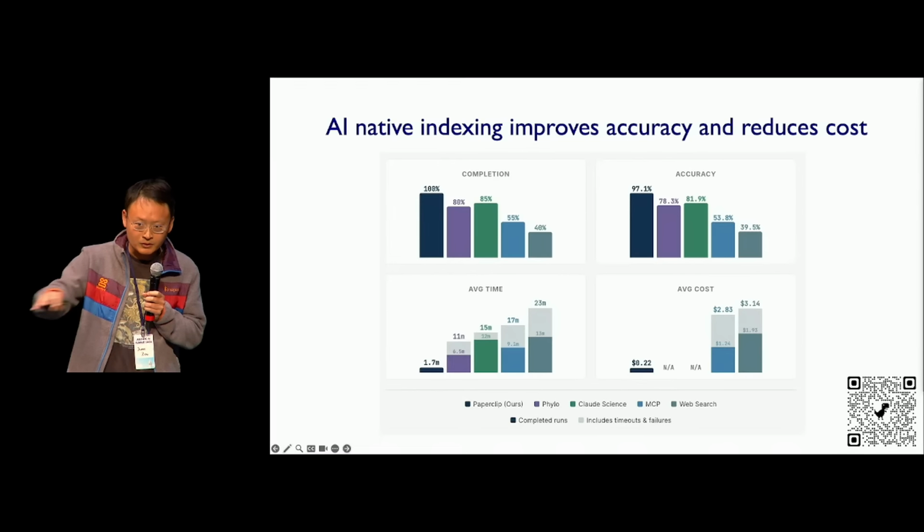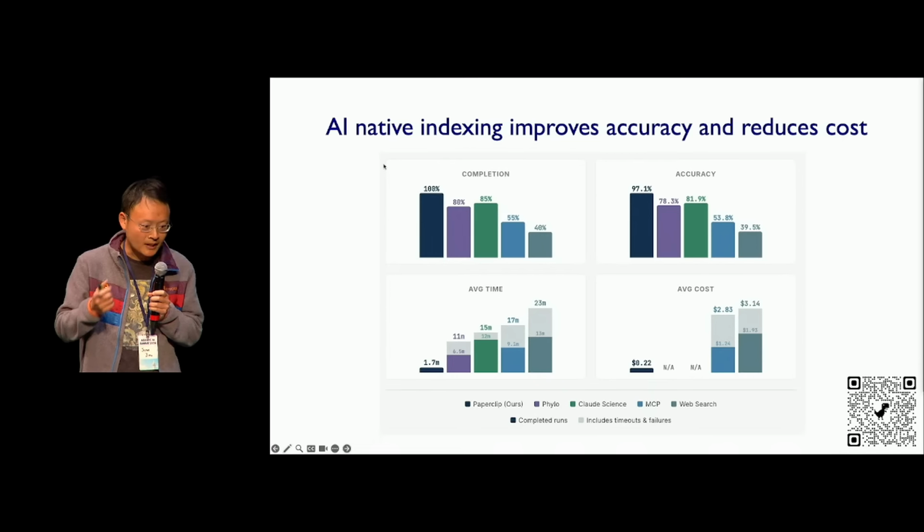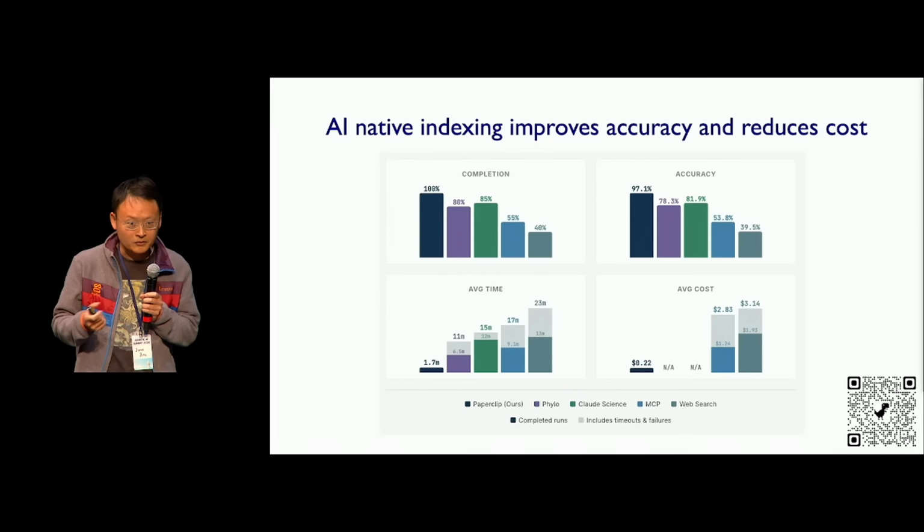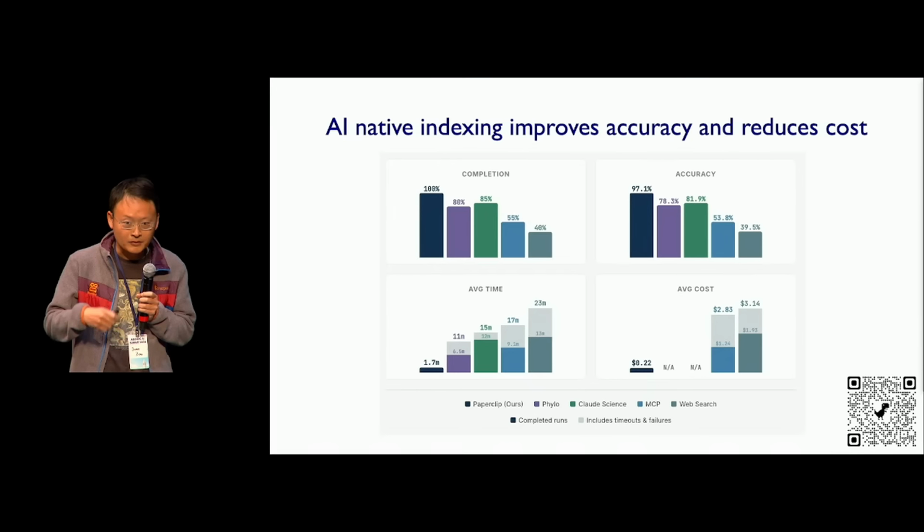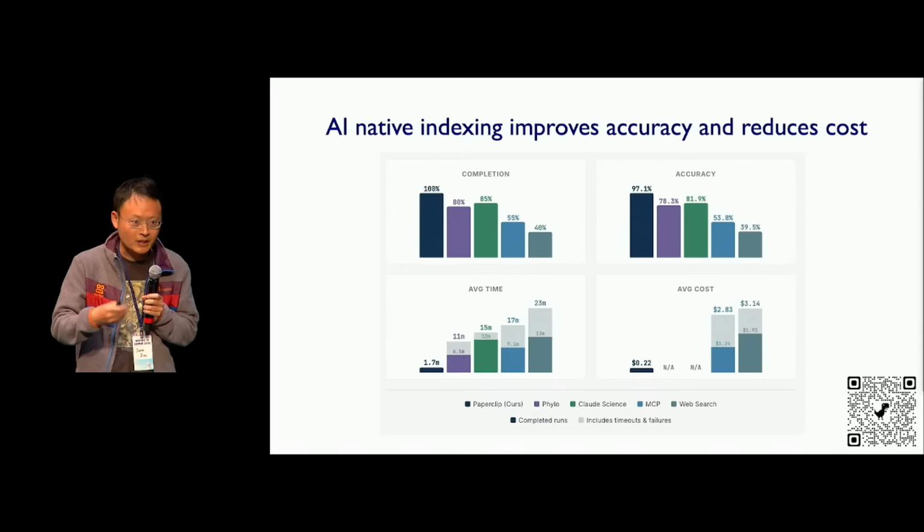And here's a comparison that shows that if you use this kind of agent-native virtual file system to represent all of the scientific datasets and knowledge, you actually get much better accuracy compared to, let's say, if you use Claude Science or the latest Claude models. But it's also an order of magnitude faster and cheaper than if you give the same language models access to these databases through the traditional MCPs or APIs.